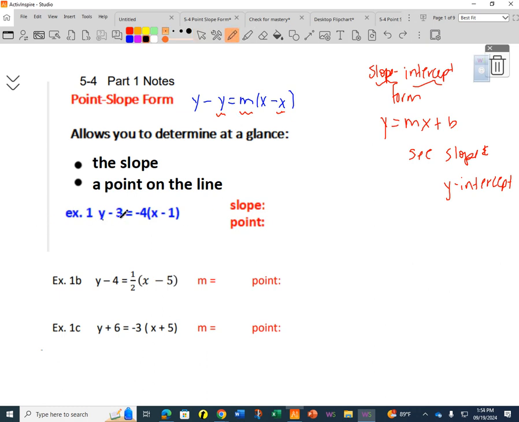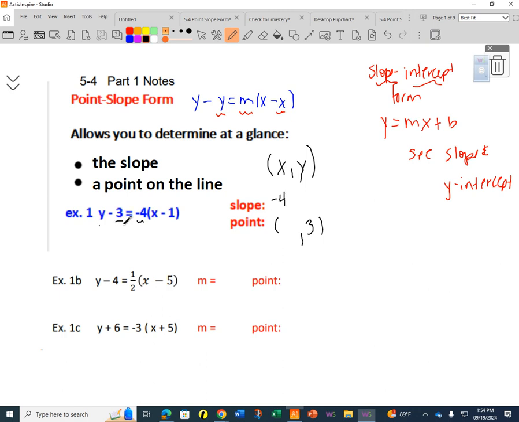So in this example, y minus, where this is the y coordinate of a point. Remember, a point has an x and a y coordinate. So this would be the y coordinate of the point. So that point is 3. Looks like it would be a negative 3, but the form is y minus whatever the y coordinate is. So this is y minus a positive 3, which makes our y coordinate a positive 3. Our slope here is negative 4.